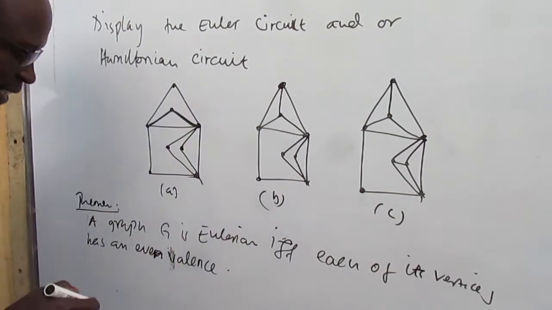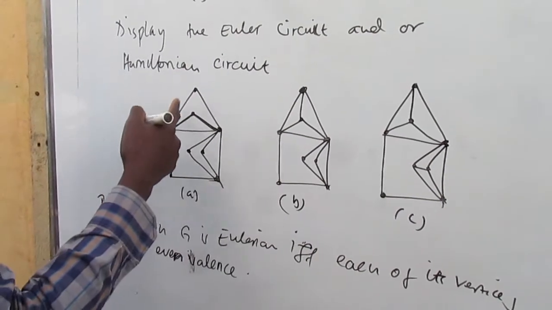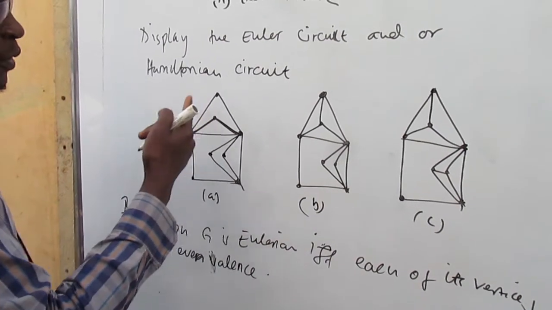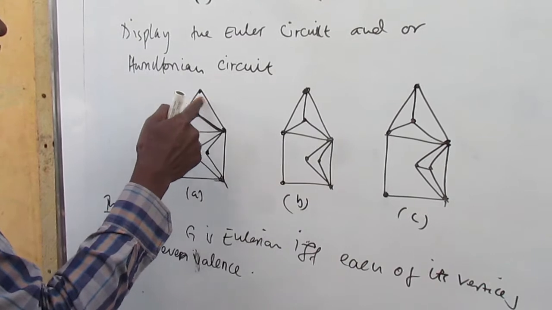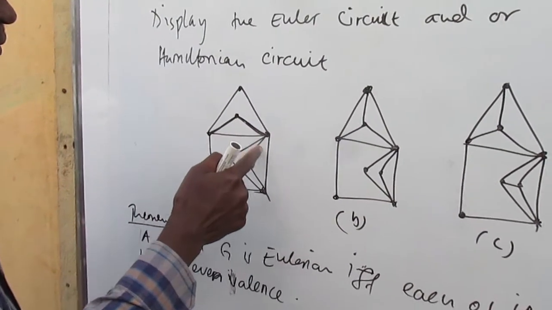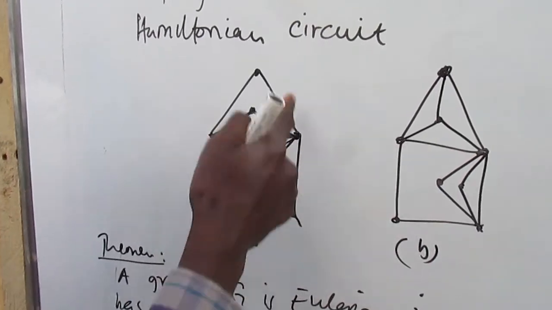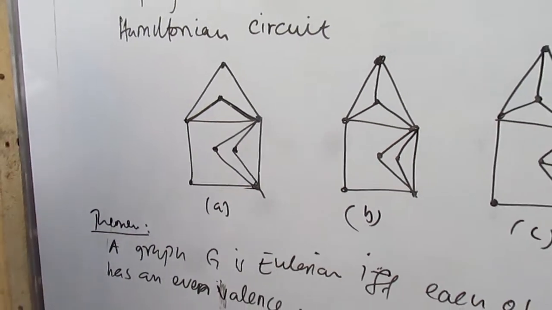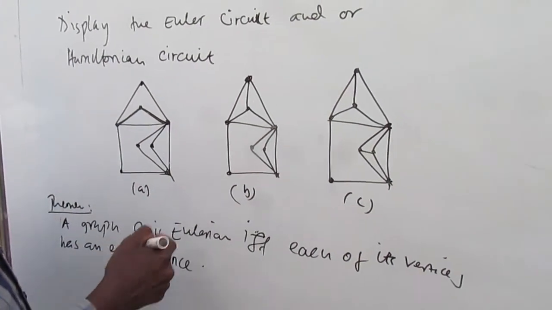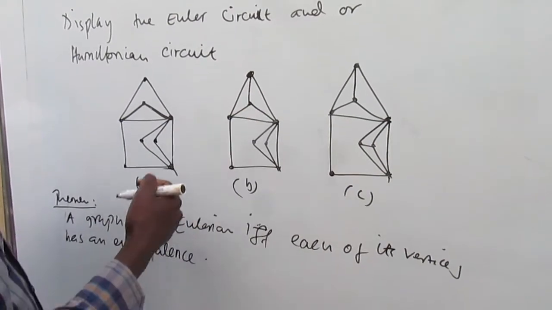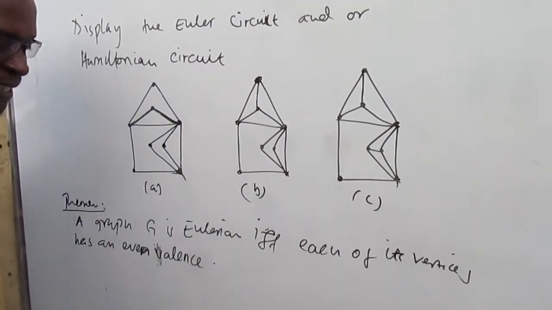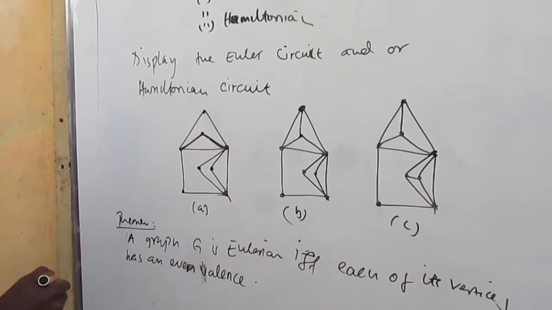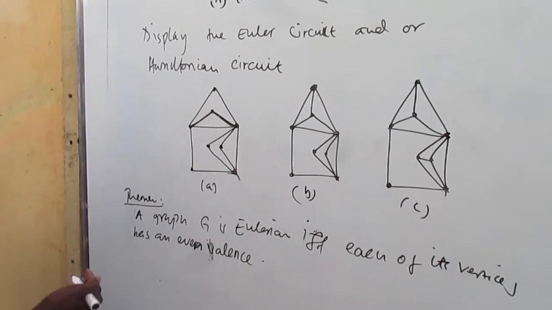So when it comes to the question of telling whether a graph is Eulerian or not, you'll just have to count the valence of each vertex. For example, this is a vertex of valence 2, valence 2, valence 1, 2, 3, 4, 5, 6, 1, 2, 3, 4. So all the vertices in this graph are even, and so this graph is definitely Eulerian. Now this one is not Eulerian because this vertex here has valence 3, and so even the graph C is not Eulerian.